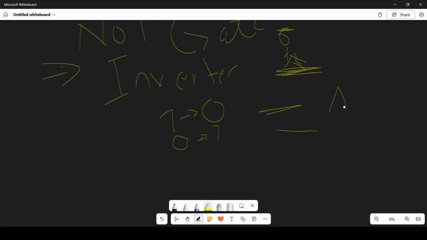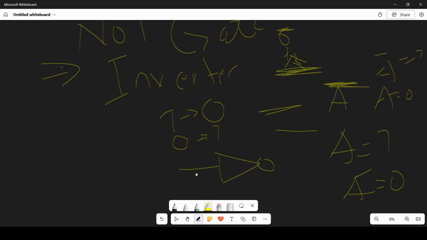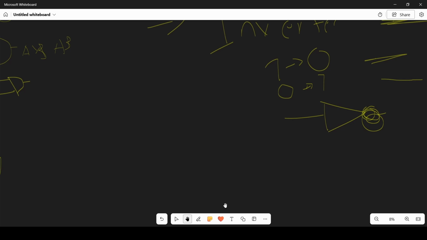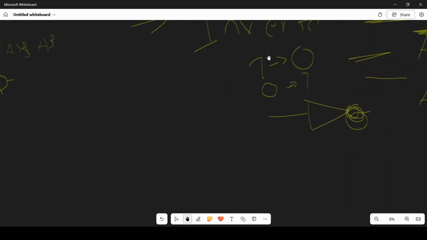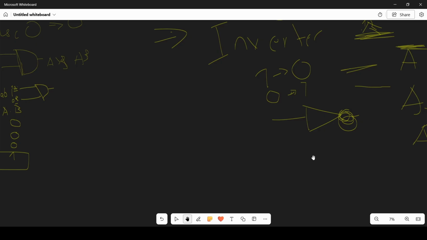So let's say input A. An inverter or NOT gate is represented by this sign. Let's say A is 1, A complement will give us 0. Let's say A is 0, A complement will give us 1. The diagram of the NOT gate is this triangle with this circle. This is the symbol of the NOT gate. Now the NOT gate truth table is this: 1 gives 0, 0 gives 1. There is nothing more to see.